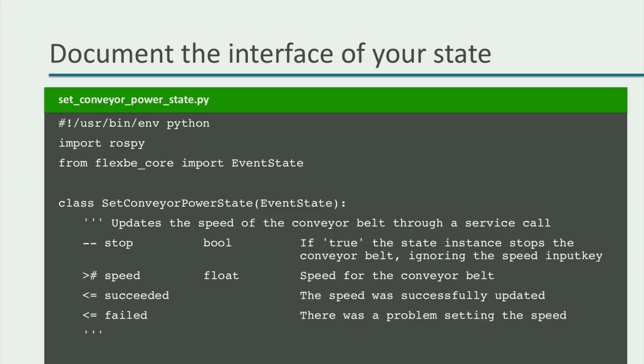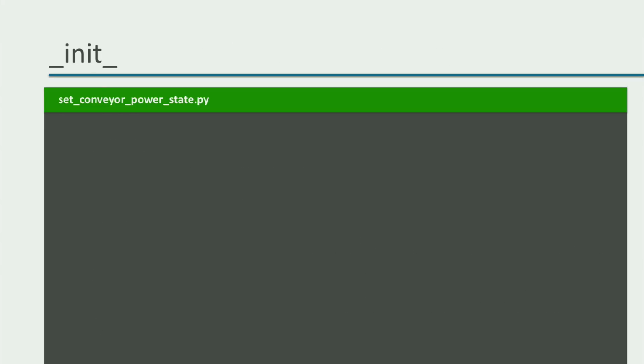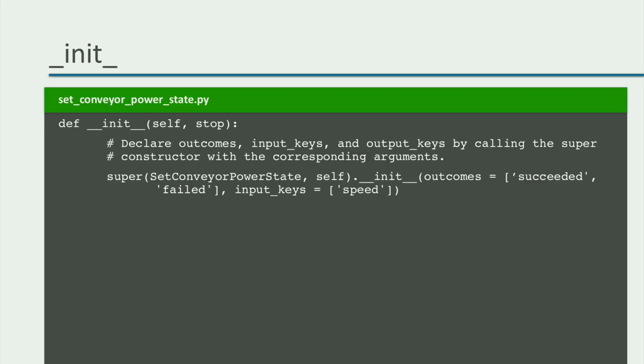Okay, this completes the documentation of our state implementation. Now we can start coding our state functionality by implementing the different functions of the FlexBE state lifecycle. We will start with the constructor, the init function. First of all, the init function takes as argument the parameters of our state. In this case, stop.